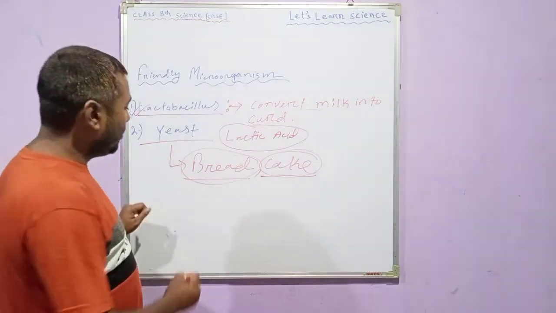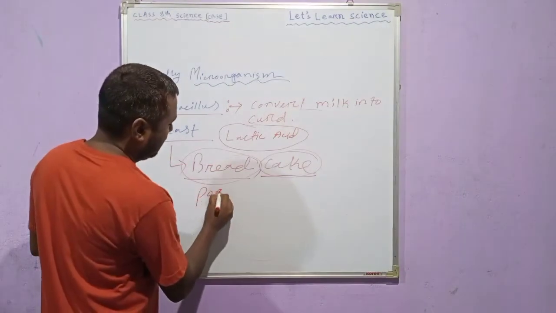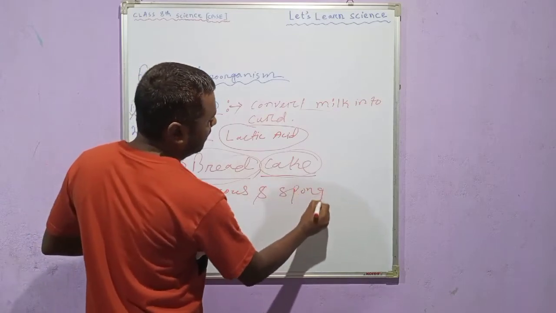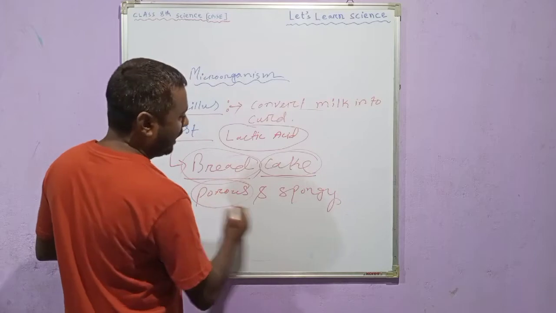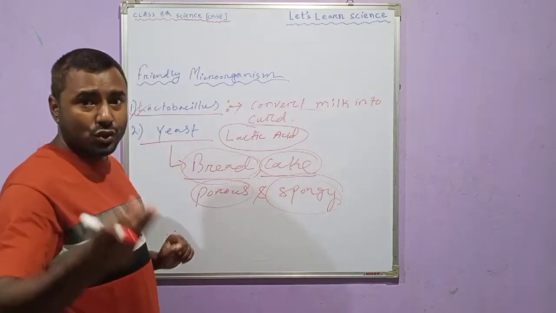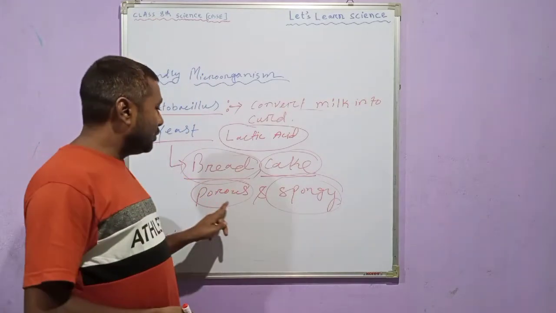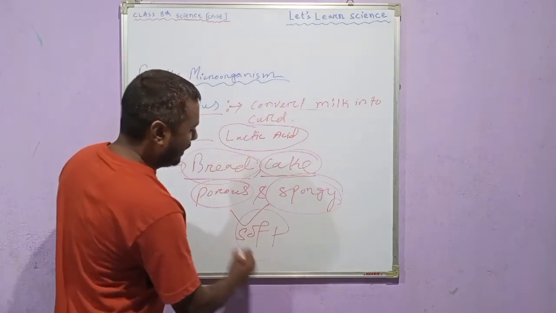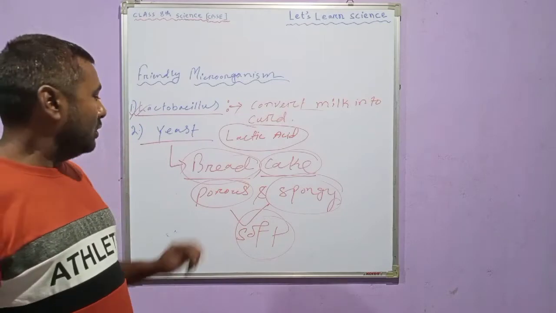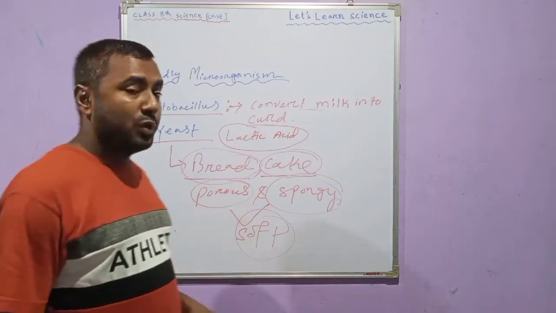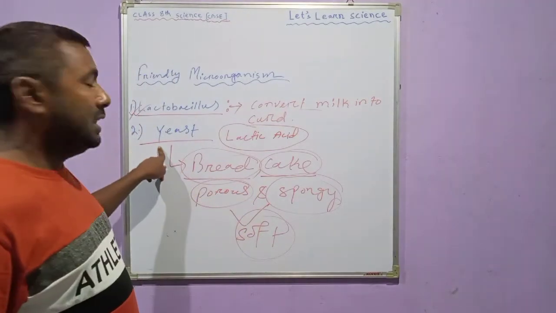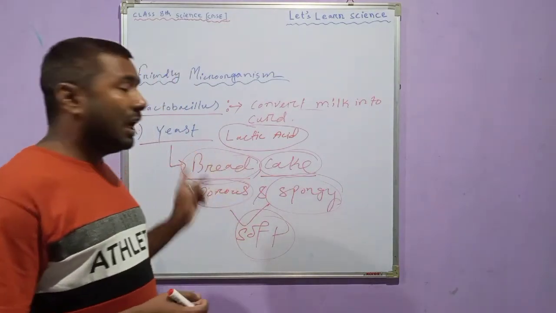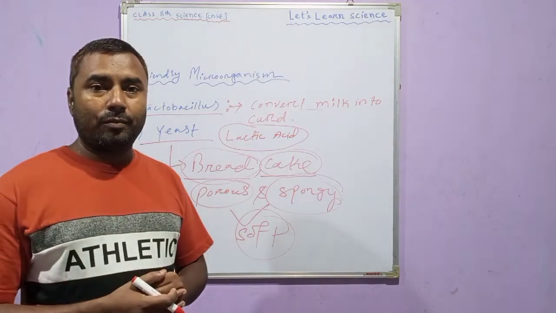Breads are generally porous and spongy. They are very soft, isn't it? So due to being porous and spongy, bread becomes soft. Why does it become soft, or why is it porous and spongy? That is only because of yeast. Now let's see how yeast helps in the making of bread and cake.